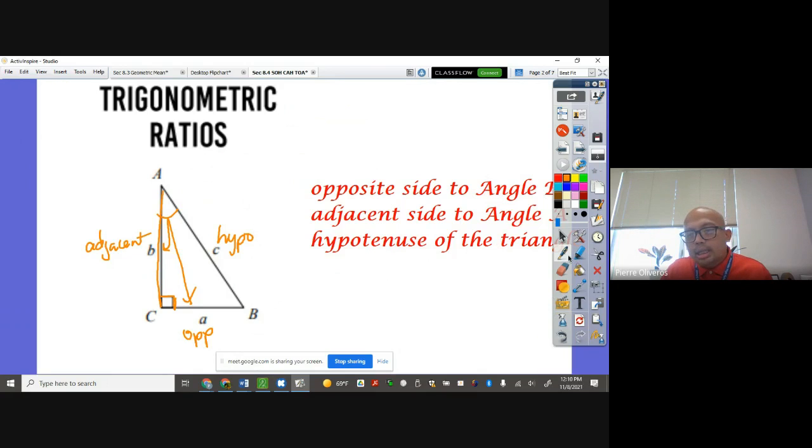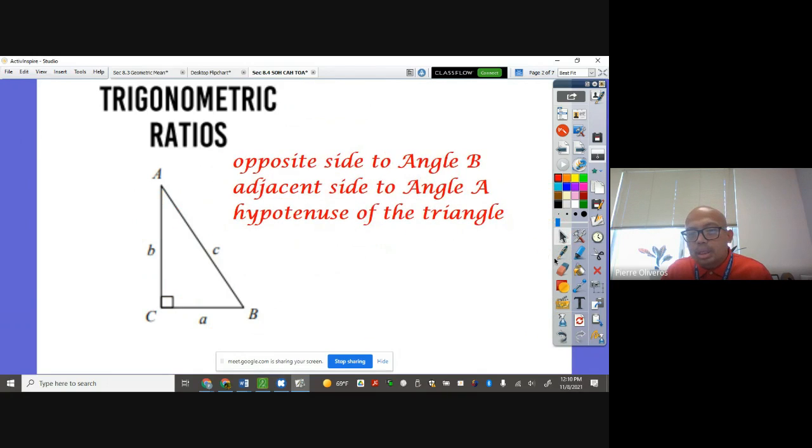So looking at this problem here, what is the opposite side to angle B? The opposite side to angle B is side B. What is adjacent to angle A? Adjacent to angle A is also side B. What's the hypotenuse of the triangle? Side C.